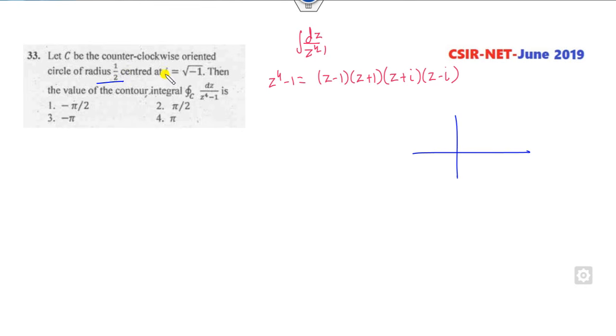Center is iota. Iota means 0 comma 1. This is my 1 comma 0, sorry, 0 comma 1. Center is 0 comma 1. Radius is half. So half this and this. So this is my circle. This is my 3 by 2 and this is my half.